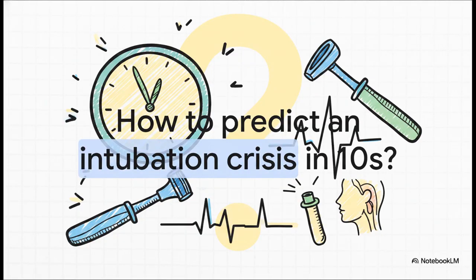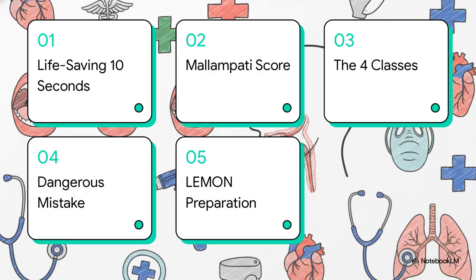So let's start with the ultimate high-stakes question. How on earth can a doctor predict a literal life-or-death intubation crisis in just 10 seconds? Because when you're securing an airway against the clock, those initial few seconds of visual assessment, they dictate absolutely everything that happens next.